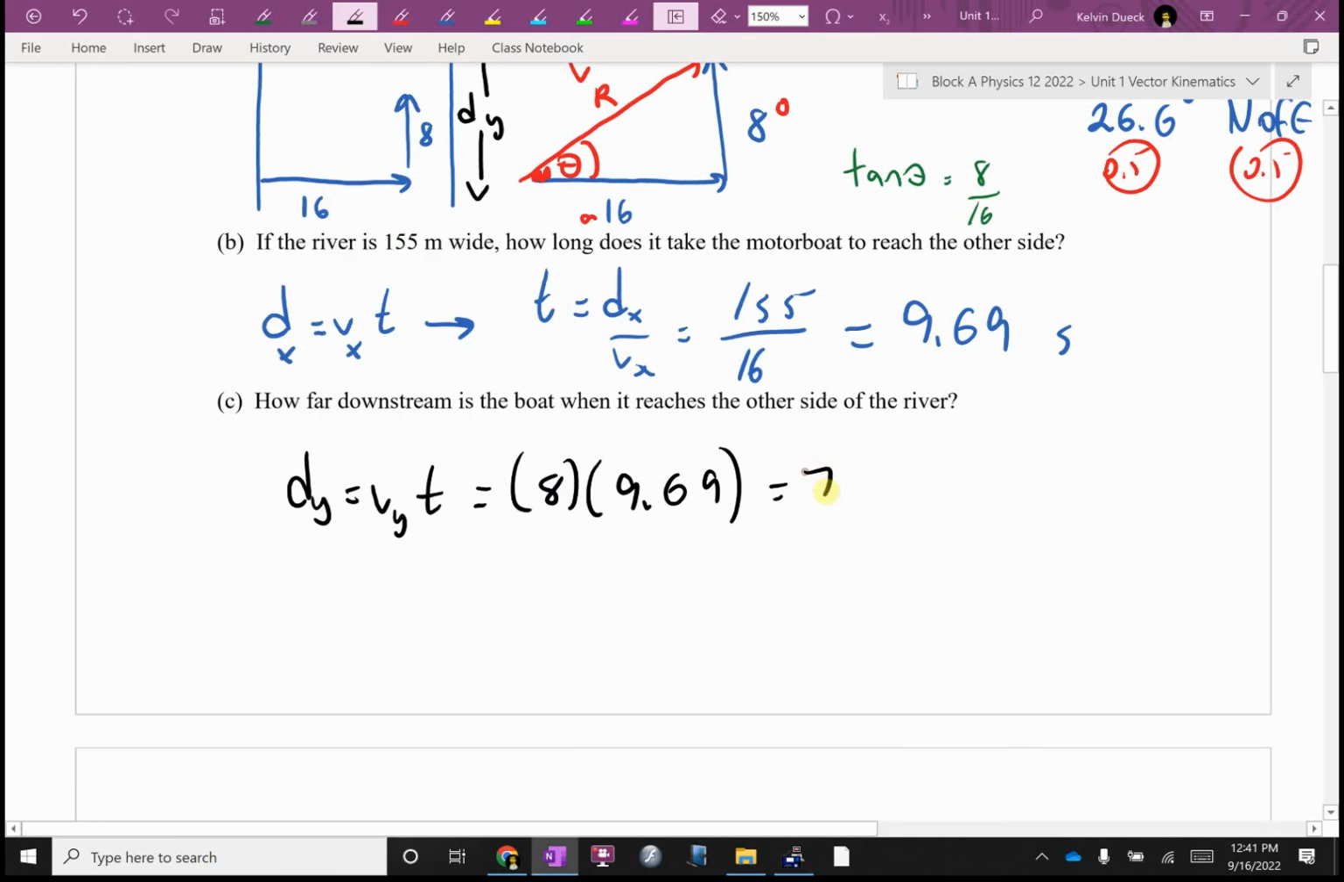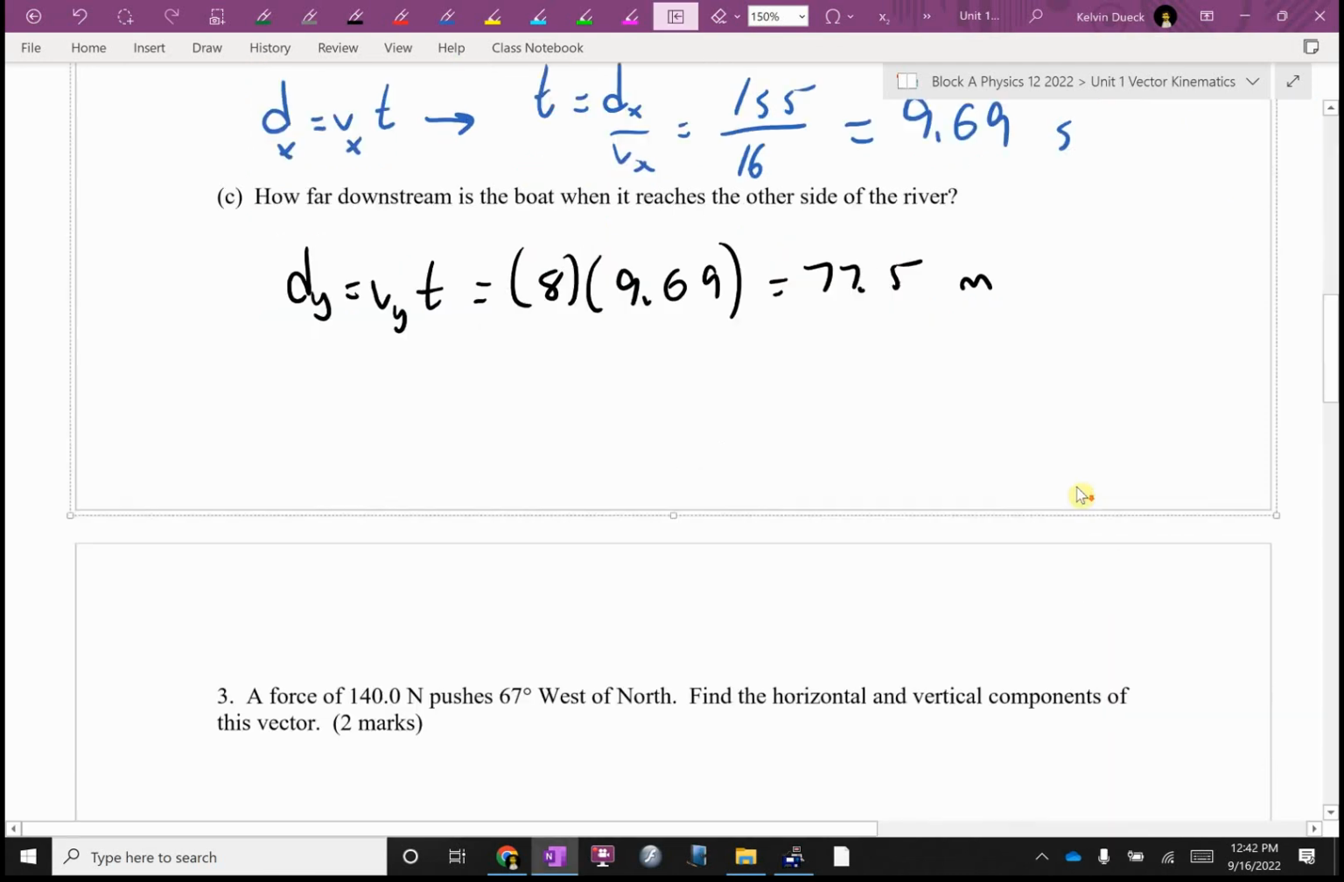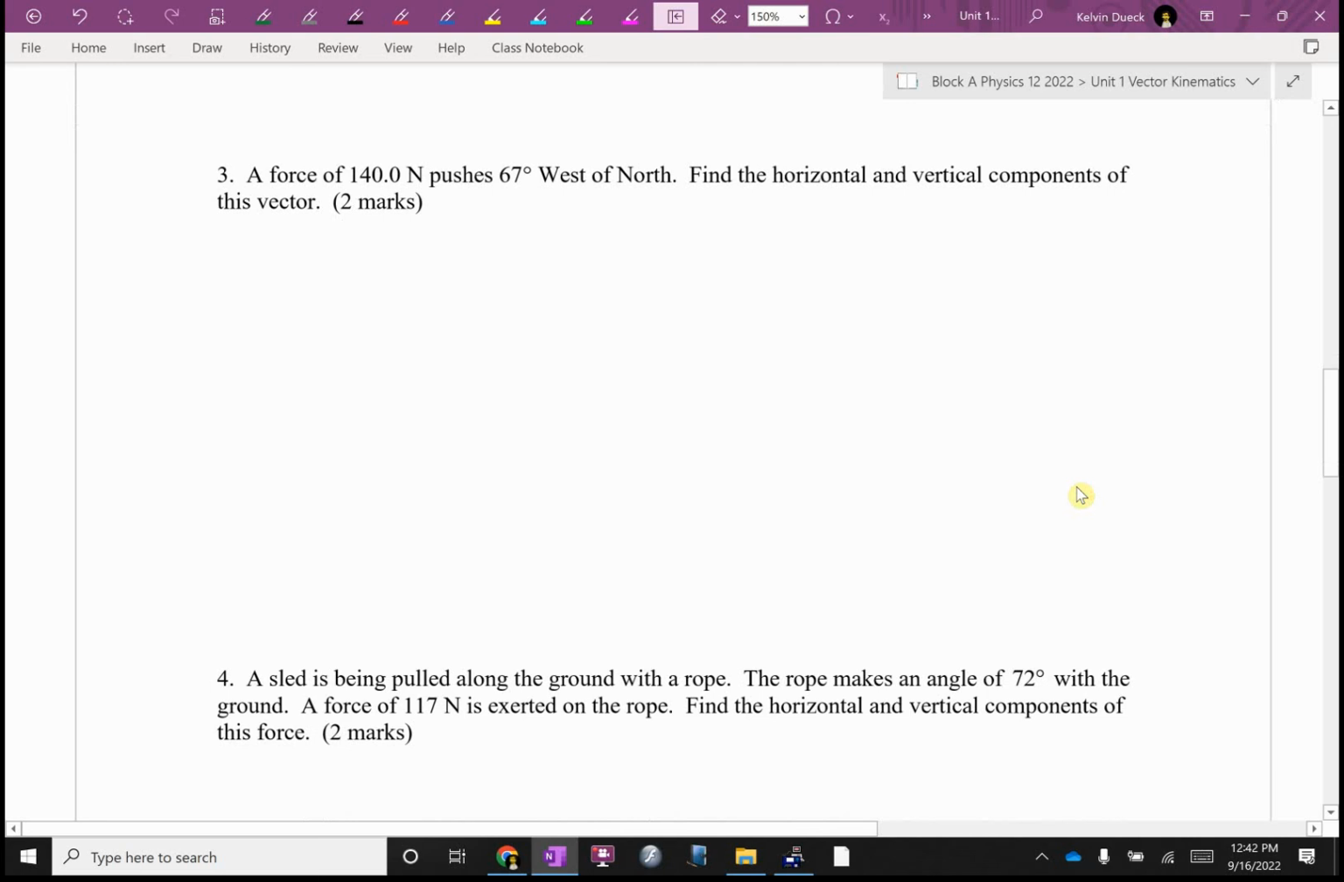7.75. 77 point... I think I said 7.75. 77.5 meters. Pause. Next page over. North, I see, okay. Compass rose.